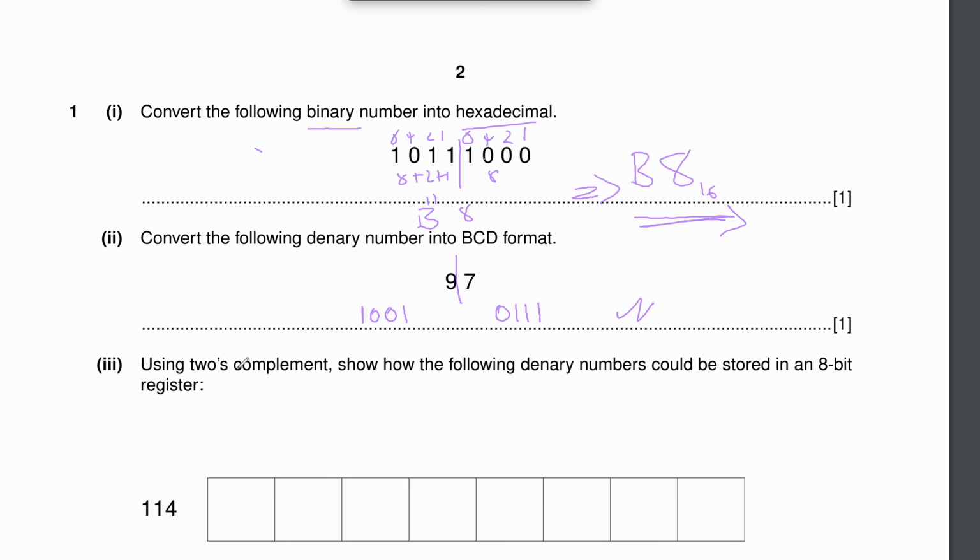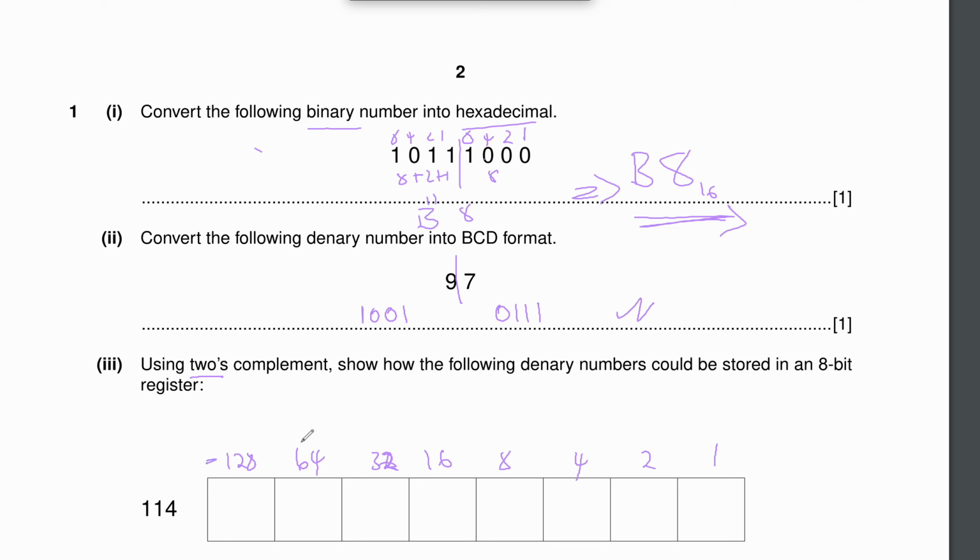Then the next thing, I need to convert this number into its 2's complement. To solve this using the second method, you put the binary place values: 1, 2, 4, 8, 16, 32, 64, and 128. But because it's 2's complement, the most significant bit here has to be negative.